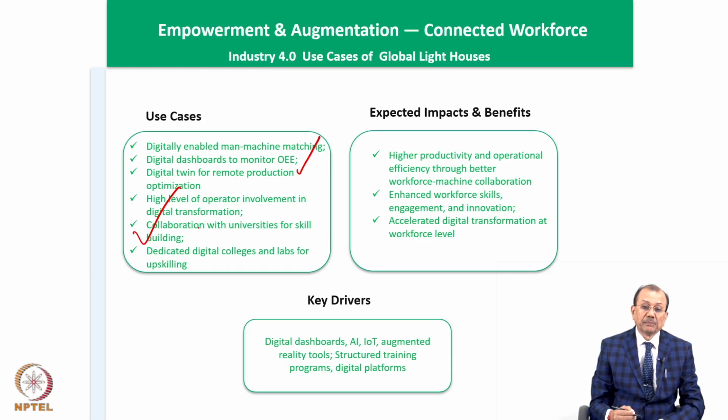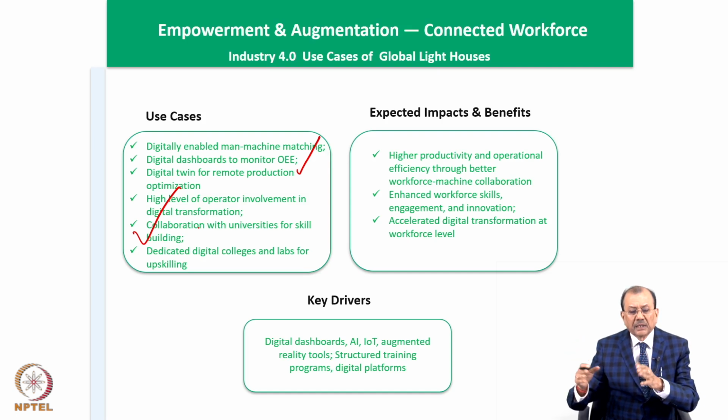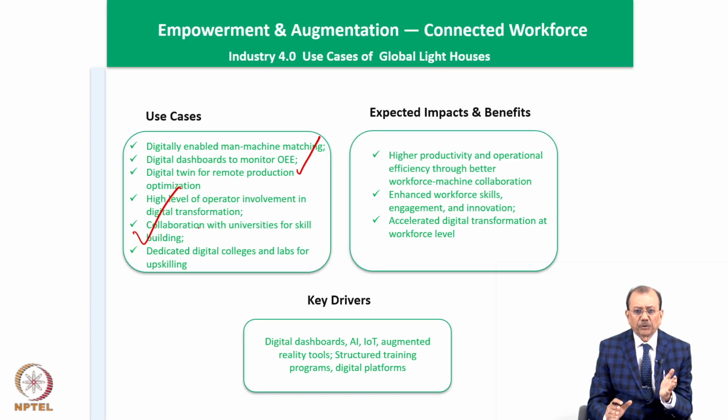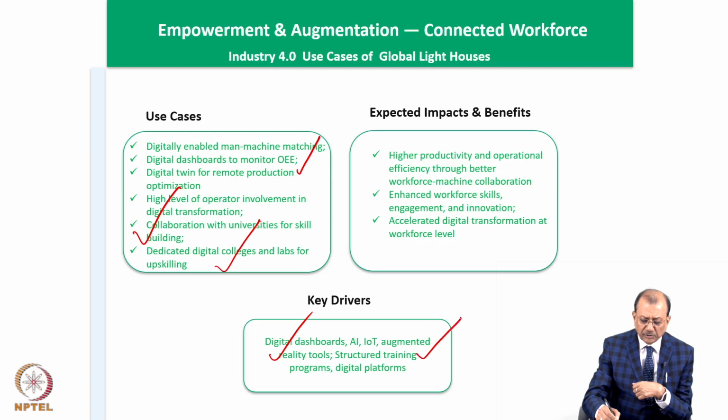Dedicated digital colleges. Many companies have implemented the concept of academies. Like Tata Steel has dedicated academic classrooms which are located in one location but provide training globally, because their workforce is deployed globally. So with the help of technology they are able to make use of digital technologies to deliver the lectures and train their manpower. So these are the key drivers: digital dashboard, IoT, augmented reality, and digital platform.